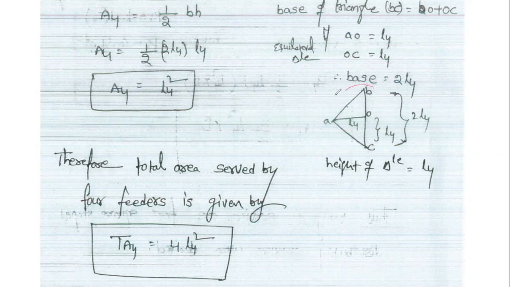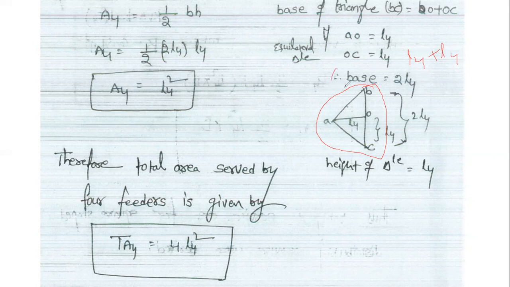Okay, this is the considered area, or the one feeder area. Triangle ABC. The length of AO is equal to L4 and OC is also equal to L4. Therefore, the total base is equal to AO plus OC, that is L4 plus L4, which is equal to 2L4.